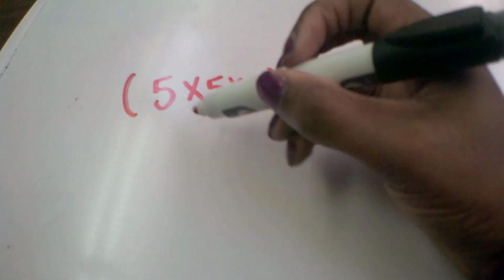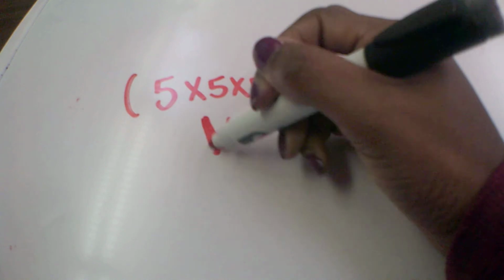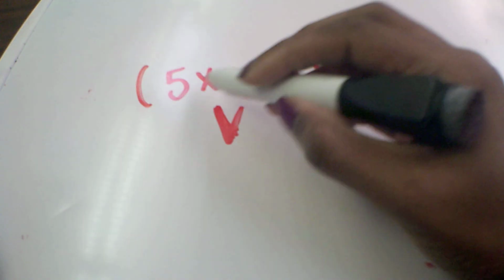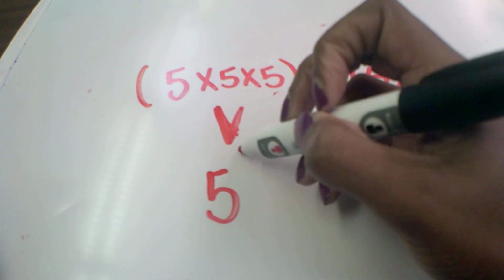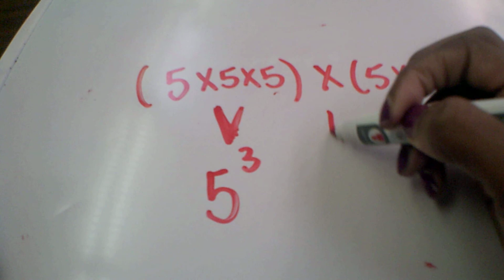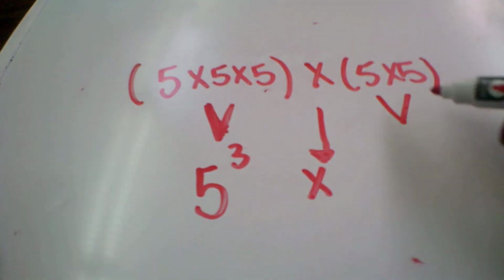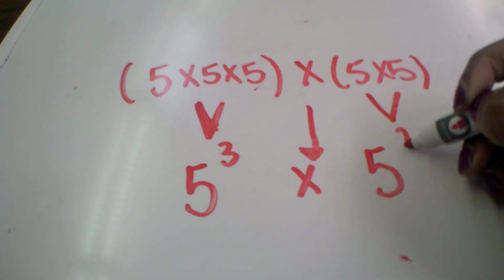All I have to do is simplify. Five times 5 times 5 is what? 5 to the 3rd power. Don't forget to bring down your base. 5 times 5 times 5 is what? 5 to the 3rd power.